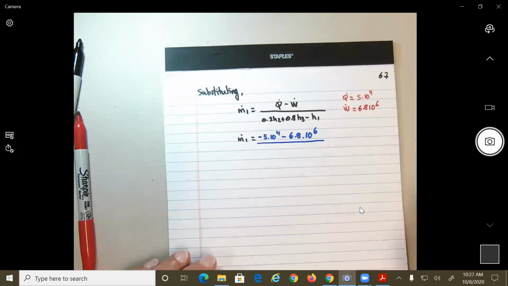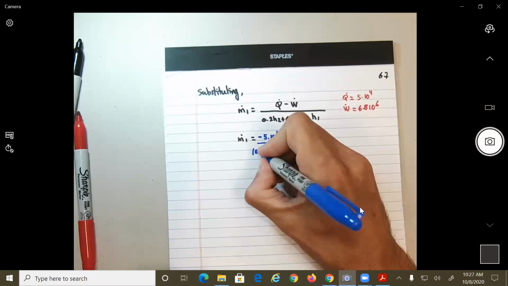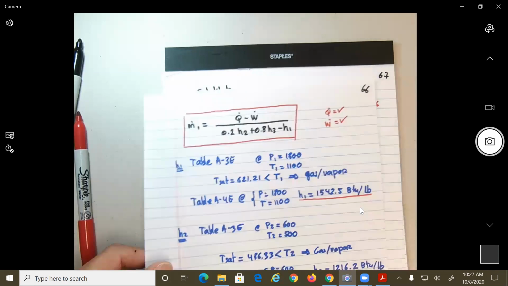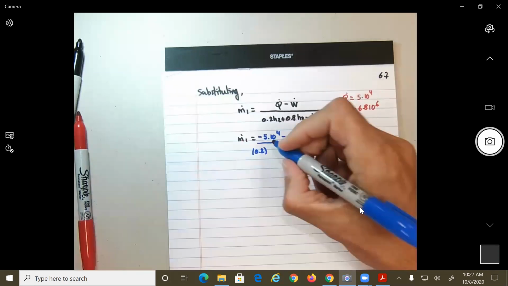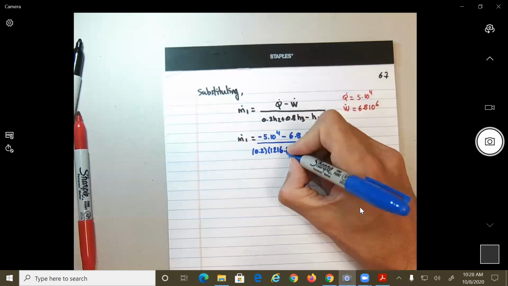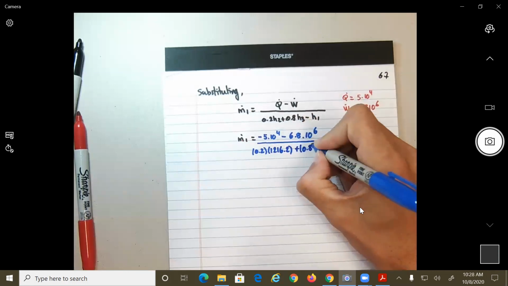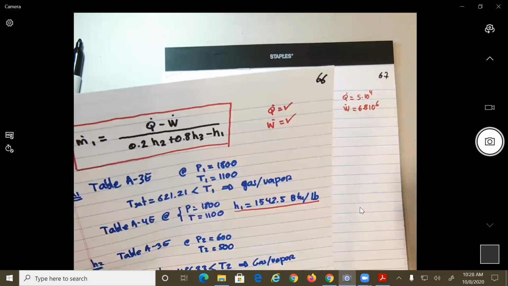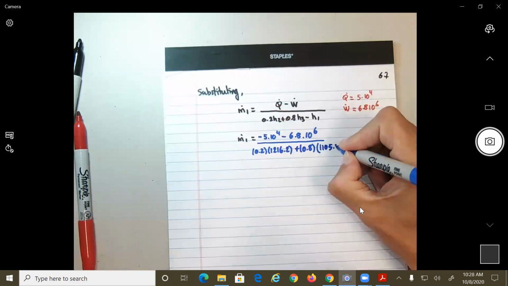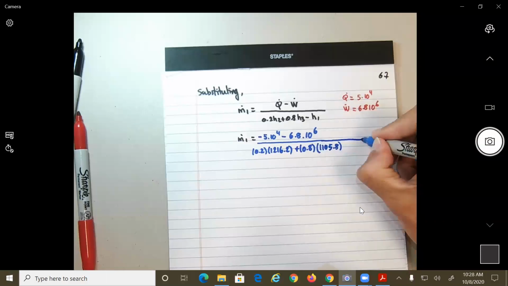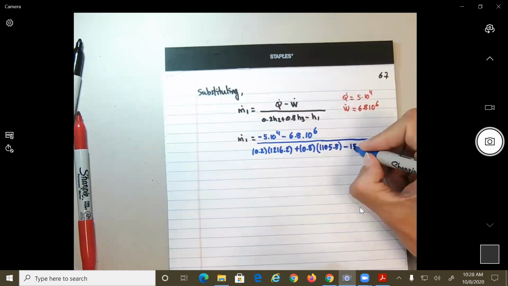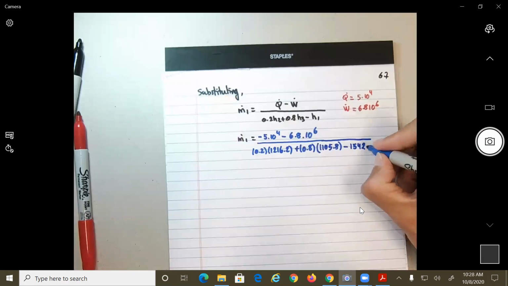So it should be equal to what? Divided by 0.2 times H2, which we found to be 1216.2, plus 0.8 times H3, which is 1105.8, minus H1, which is 1542.5.